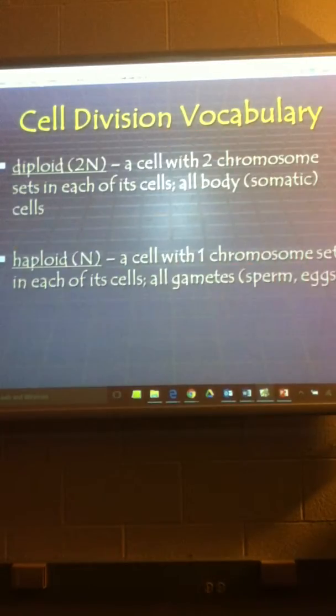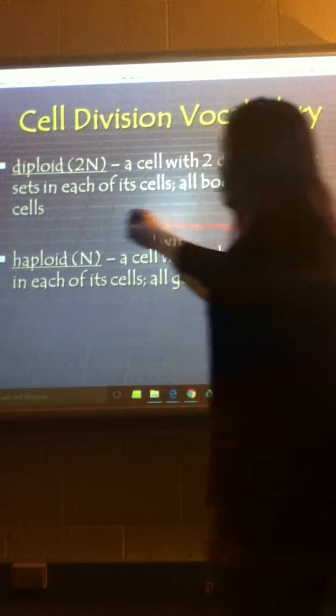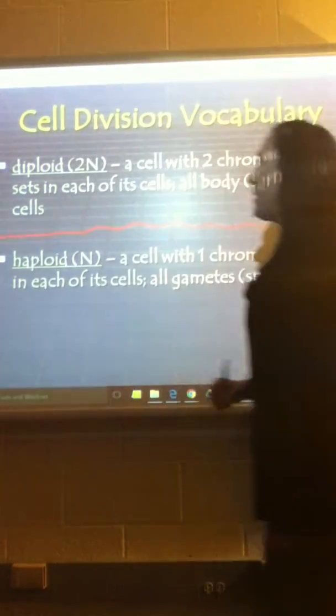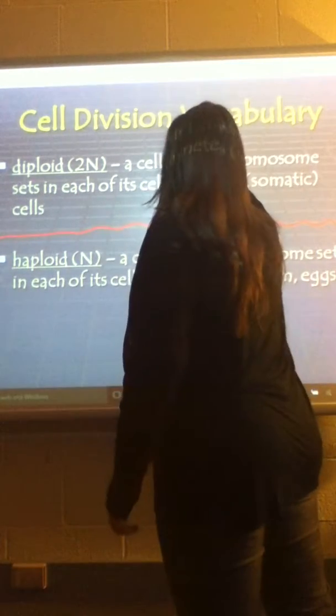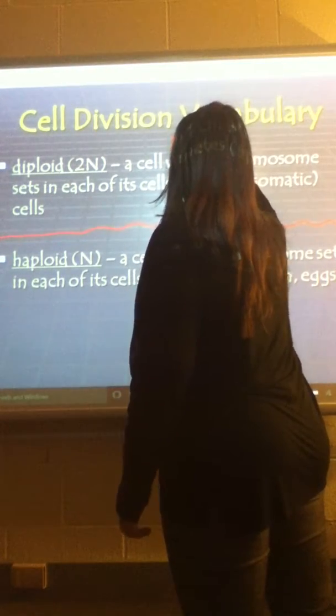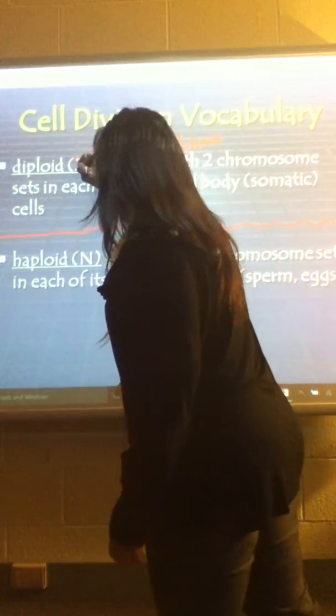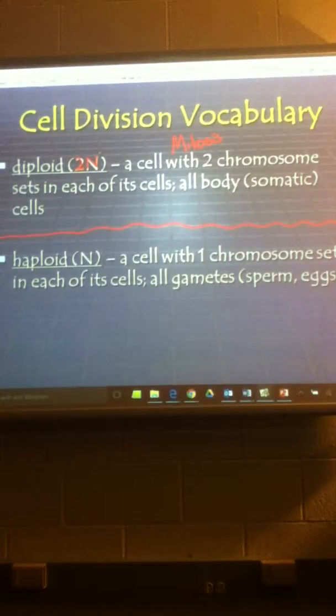Next layer of information to add to this is the difference between a diploid cell and a haploid cell. Writing this down, if you're a diploid cell, you're going through mitosis. We abbreviate diploid with 2N. A diploid cell is a cell with 2 chromosome sets in each of its cells, or it's a somatic body cell.